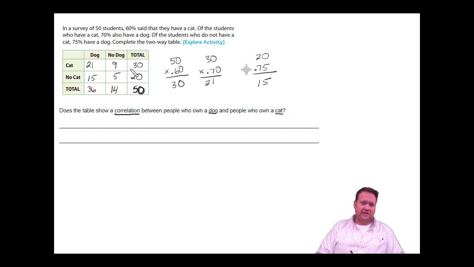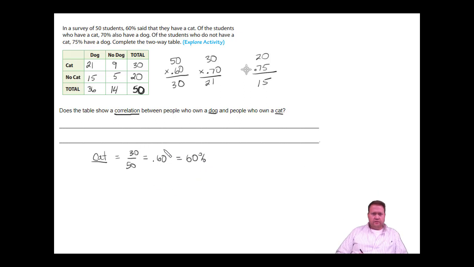And the total number of cat owners, just a cat, is 30 out of a total of 50 people. So people that just own a cat, that fraction is 30 over 50. And if you divide that in a calculator, 30 divided by 50 is 0.6, which is 60%. So 60% of the people that were asked own a cat.